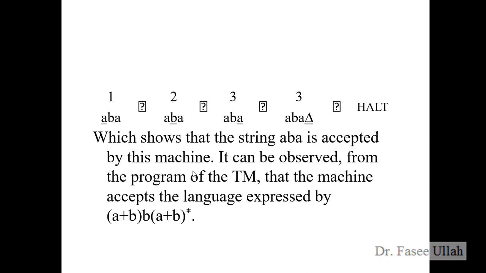The Turing machine accepts the language which is expressed below from the given pattern. So we can say B is common here, and (A+B) and (A+B) whole square. So that is an important thing. That's why we are preferring the Turing machine instead of the other mathematical machines.